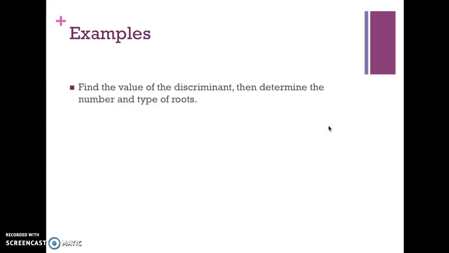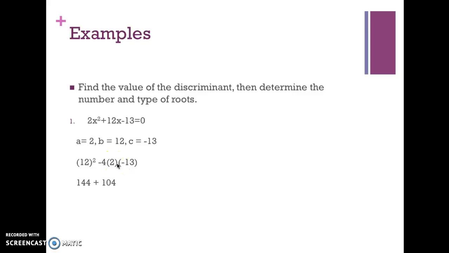So let's look at some examples. We have: find the value of the discriminant, then determine the number and types of roots. So our first example is 2x squared plus 12x minus 13. So we first want to identify what our a, b, and c values are. In this case, our a value is 2, our b value is 12, and our c value is negative 13. We plug those numbers into the formula for the discriminant of a quadratic equation. So we plug in our b value, we get 12 squared. And then when we plug in our a and c value, we get negative 4 times 2 times negative 13.